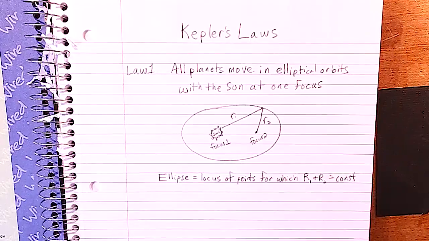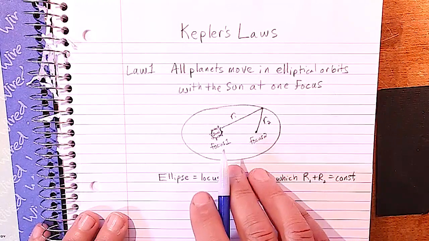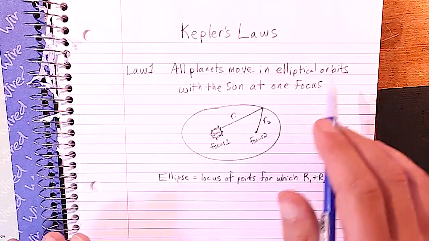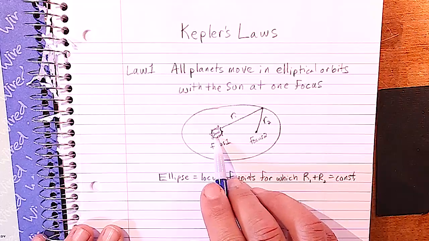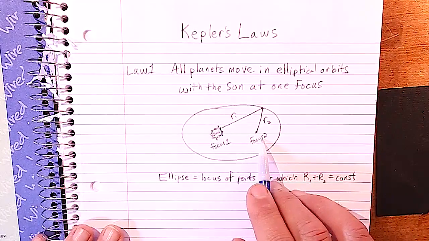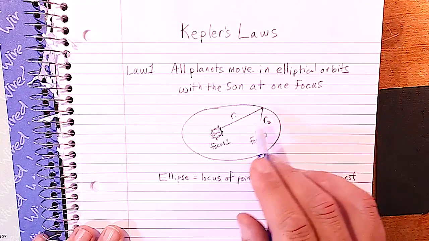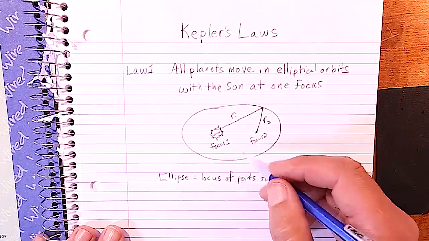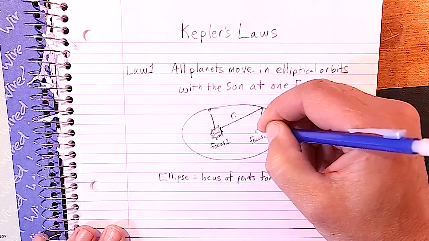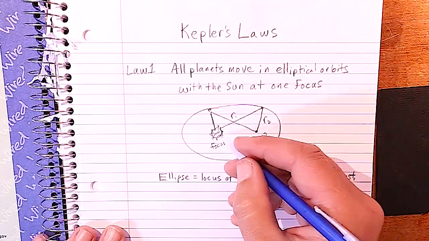So Kepler has three laws, and the first one is very straightforward. All it says is that all planets move in elliptical orbits, and the Sun is at one of the foci. So we have one focus here and then our other mathematical point. An ellipse is defined as the locus of points for which r1 plus r2 is constant. So wherever the planet happens to be, the distances from these two points have to add up to the same number.